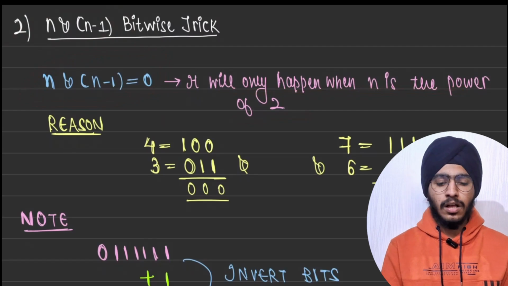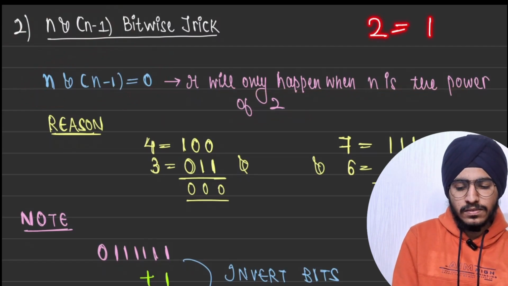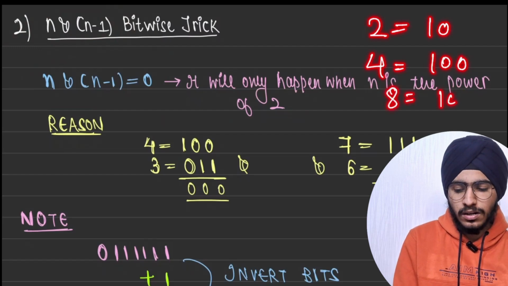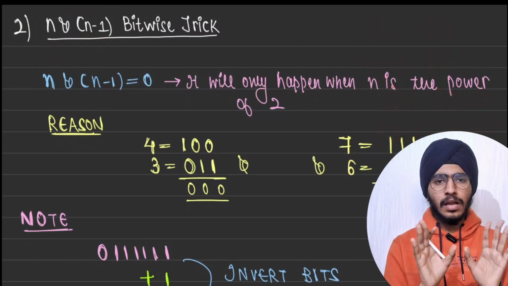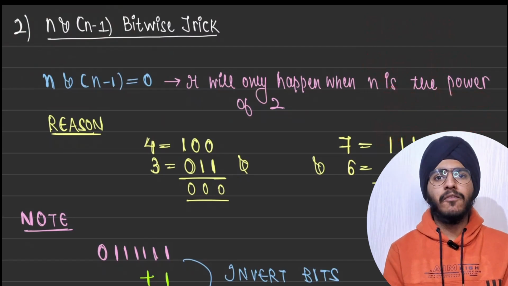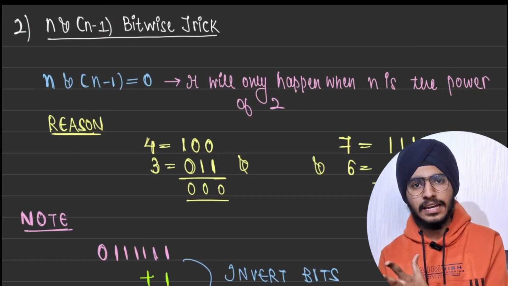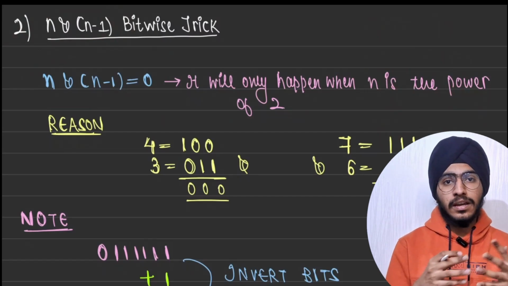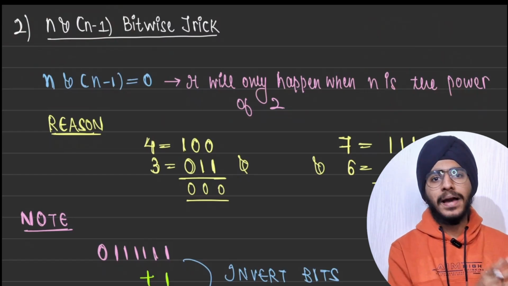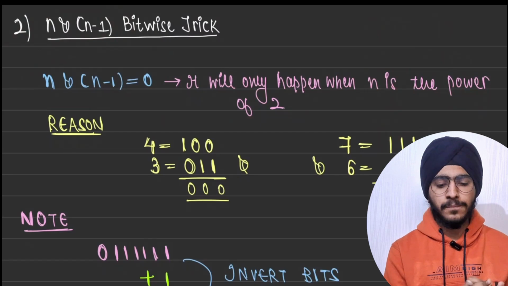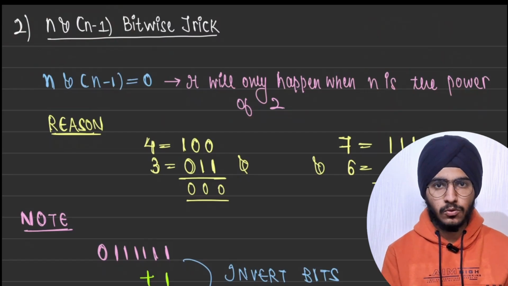Let me explain it. 2 is 10, 4 is 100, 8 is 1000, 16 is 1 followed by 4 zeros, right? So any power of 2 can be represented by 1 bit only. For example, 8 is 1000, because it's obvious that every binary number can be represented in powers of 2 only, right? So this is one thing that is clear to us.